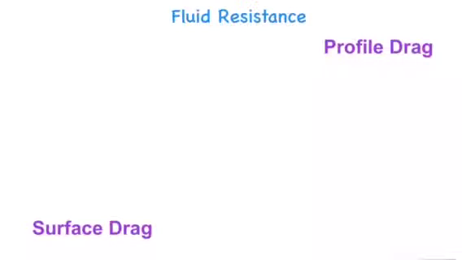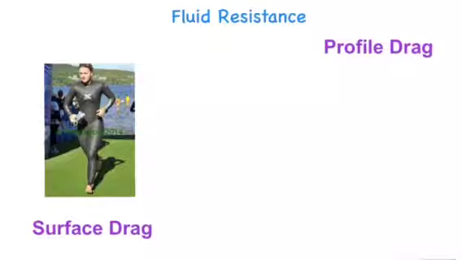So the final concept that we have a look at in fluid motion is fluid resistance, and we look at this concept in relation to water but also in relation to the air. So we have two types of resistance: surface drag and profile drag. The best way to look at surface drag is on a swimmer. And surface drag, or skin friction, refers to the thin film of fluid which sticks to the surface area of the body or object through which it is moving.